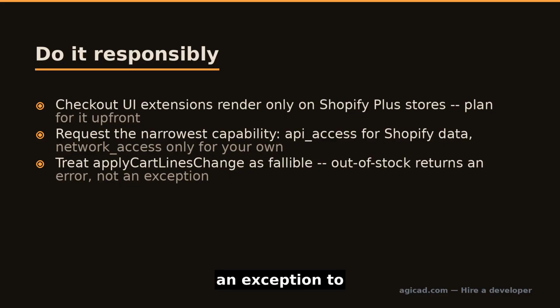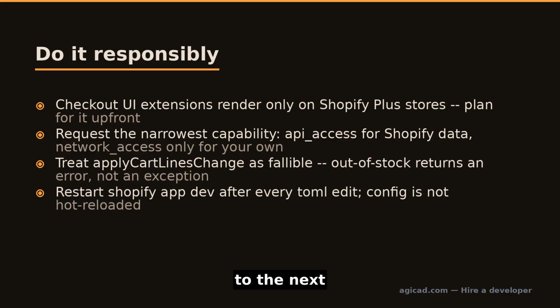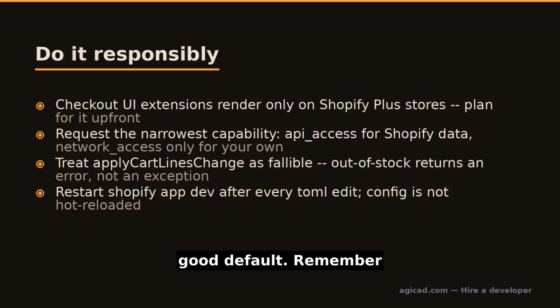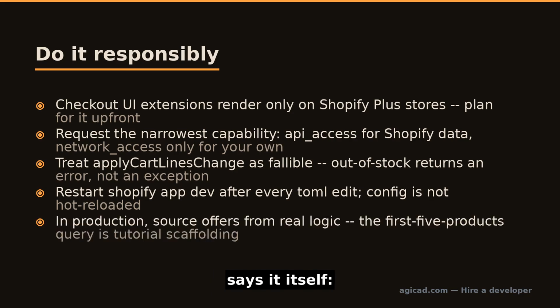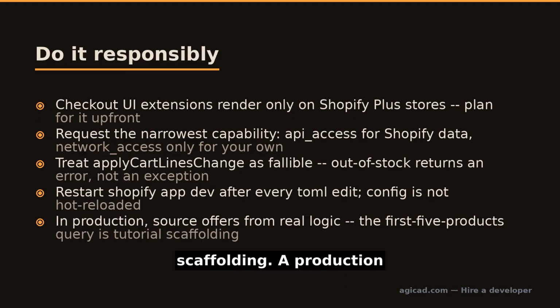Remember that TOML edits need a dev server restart. That one costs people real debugging time. And the tutorial says it itself: querying the first 5 products is scaffolding. A production offer should come from real merchandising logic, not whatever happens to sort first.